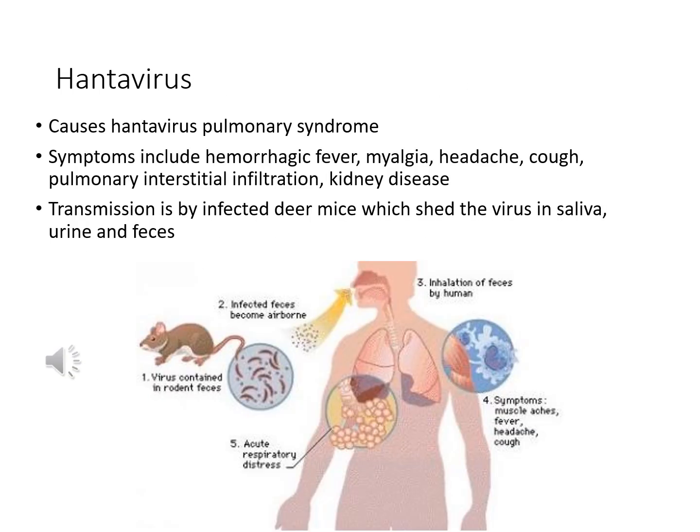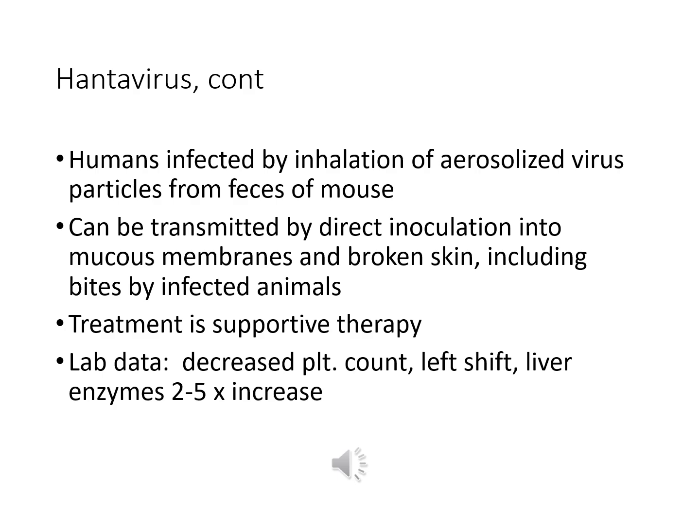And last but not least is the hantavirus. So hantavirus causes hantavirus pulmonary syndrome. Symptoms include hemorrhagic fever, myalgia, headache, cough, pulmonary interstitial infiltration, and kidney disease. Hantavirus is transmitted by infected deer mice, which shed the virus in their saliva, urine, or feces. Humans are infected by the hantavirus by inhalation of aerosolized virus particles from the feces of the mouse.